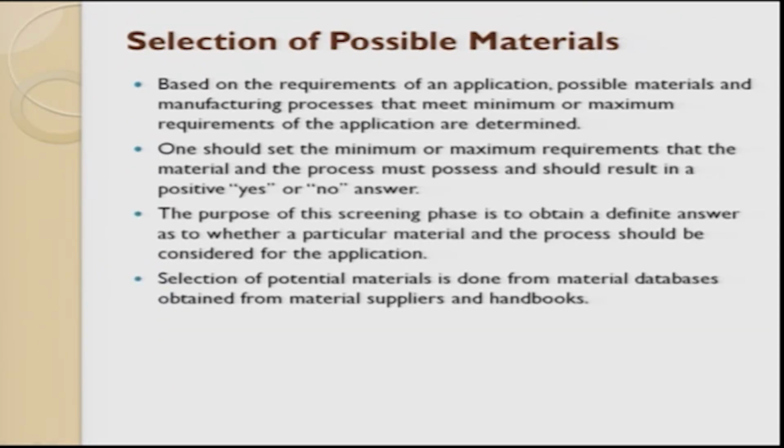So, selection of possible materials, as I told you, a wood example, a polymer example, a steel example for a chair. We will keep that example and walk through this slide. Based on the requirements of the application, possible materials and manufacturing processes that meet the minimum or maximum requirements for the application are determined. That means you have to list down all the processes and all the properties, and then start ticking them. So, you should have a big matrix in front of you. Then one should set the minimum or the maximum requirements that the material and the process must possess, and this should result in a positive yes or a no answer.